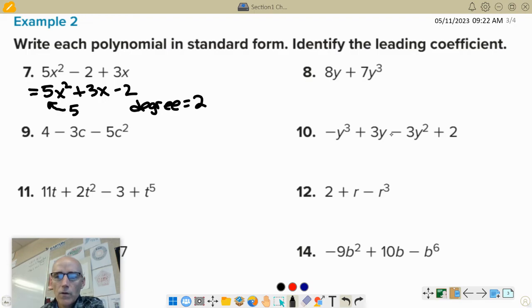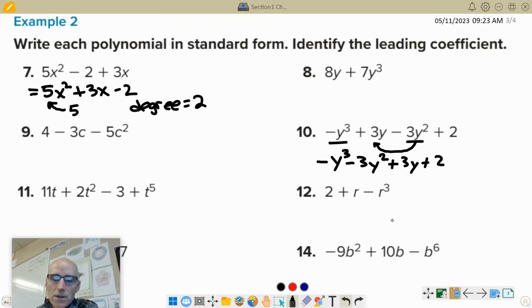This polynomial over here has how many terms? 1, 2, 3, 4. I don't particularly give it a special name. It's just a polynomial. This is the one with the highest power, so it's in the right place. This one's the next highest power, so it needs to switch locations with this guy. So if I was going to write it in standard form, I'd do -y cubed minus 3y squared plus 3y plus 2. Now it's in standard form, okay?